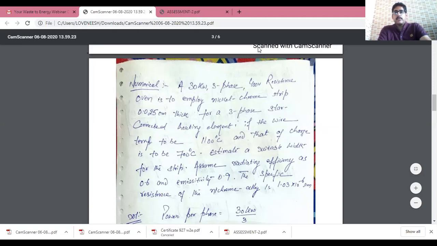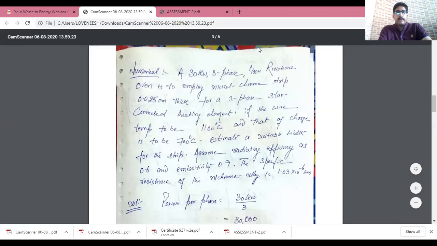Assume the radiating efficiency is again 60%, that is 0.6, and emissivity is equal to 0.9. The specific resistance of the nickel chromium wire is 1.03 into 10 raised to power minus 6 ohm meter. Keep in mind that the resistivity of the nickel chromium wire is fixed, so whenever this value is given or not given, you have to assume it. Moreover, the radiating efficiency is always fixed, that is 0.6, and emissivity is 0.9. Now, based upon that, we will try to solve this numerical.